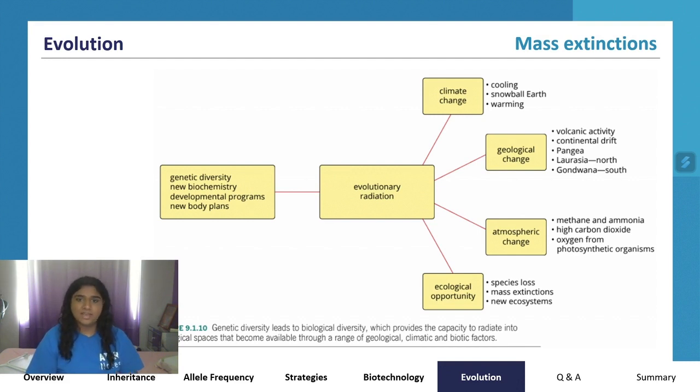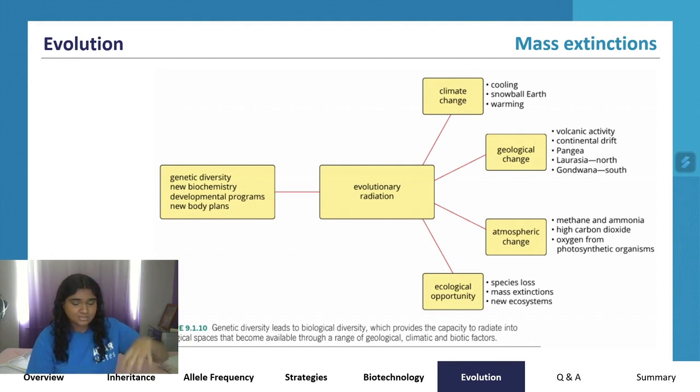The opposite of mass extinctions is evolutionary radiation, which you can see here. Evolutionary radiation is basically, within a very short amount of time, the rapid expansion of species from a smaller number of related organisms. Evolutionary radiation can also be called adaptive radiation. They're the same thing. But basically, what you see here is differences in genetic diversity and allele frequencies can cause evolutionary radiation, which can also be influenced by things like climate change, geological change, atmospheric change, and ecological opportunities.